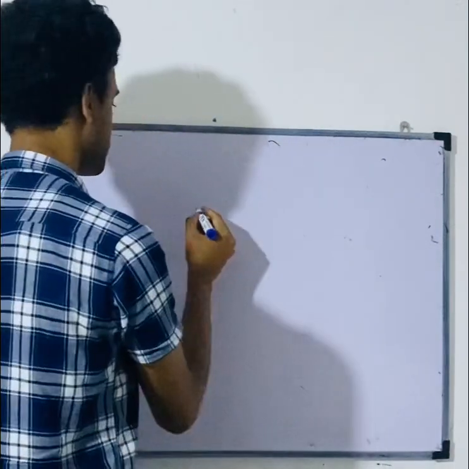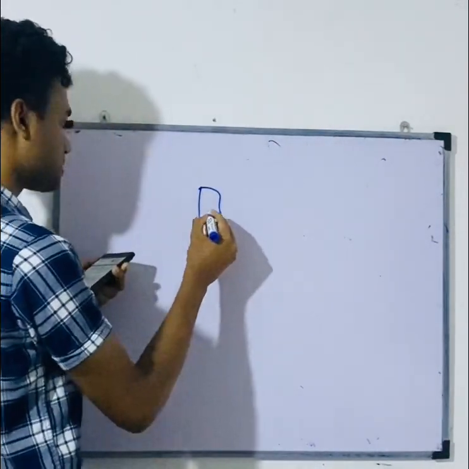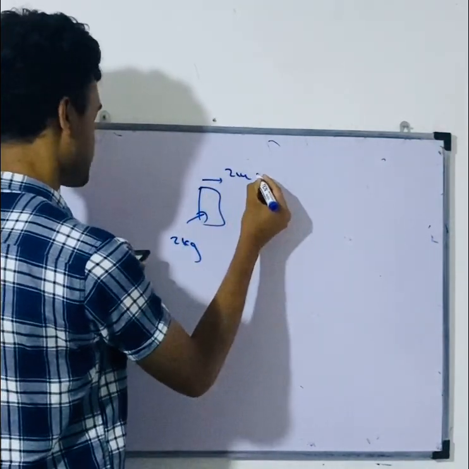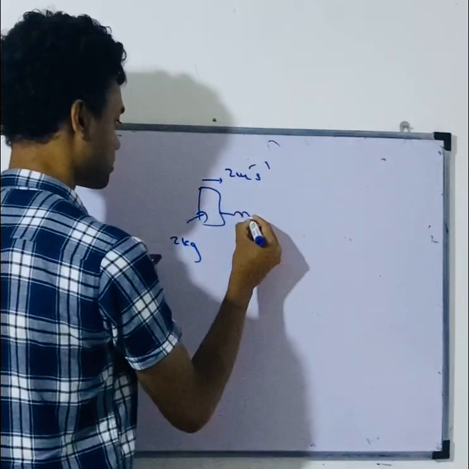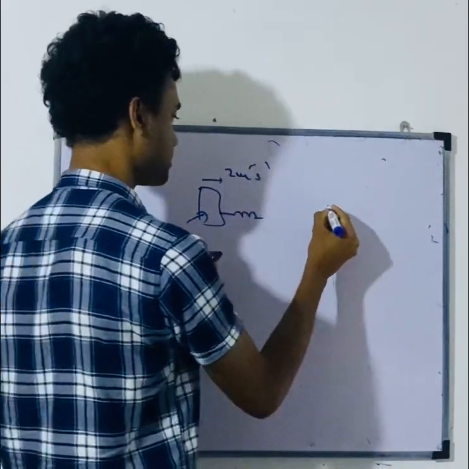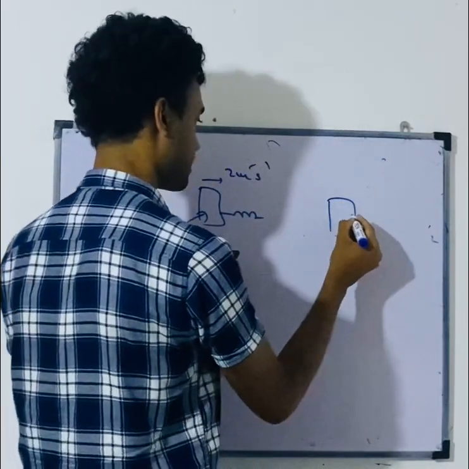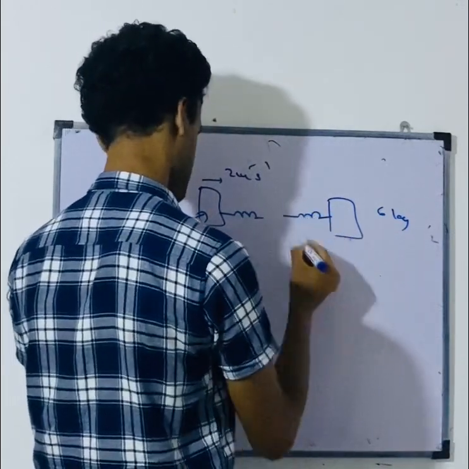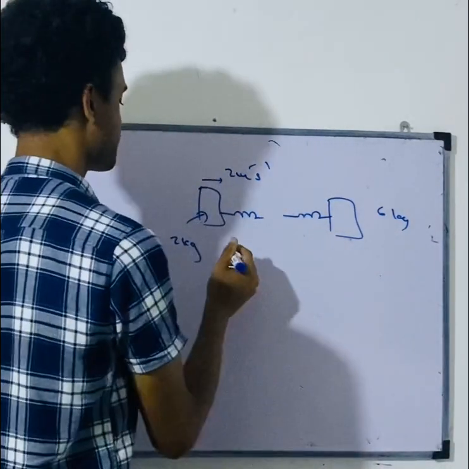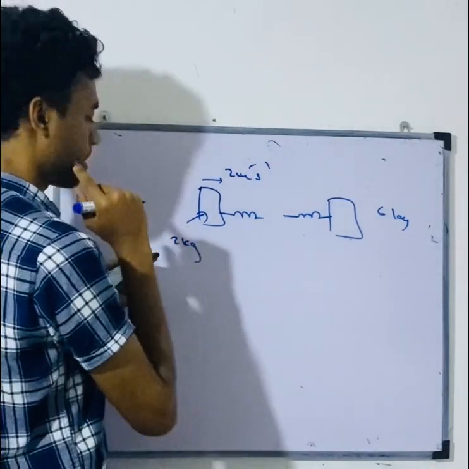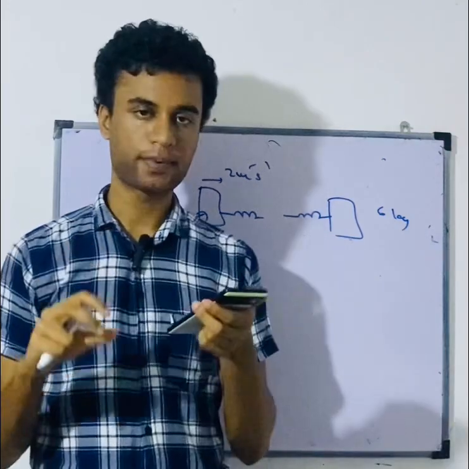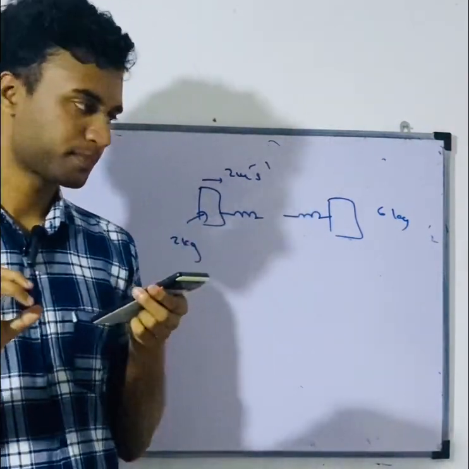So here I have a mass of 2 kg. It has a velocity of 2 meters per second. It's connected to a spring like this. And here I have a mass of 6 kg. It's connected to a spring like this. Right, so this is going at 2 meters per second. Now listen. They're asking what's the maximum energy that the two springs could attain.